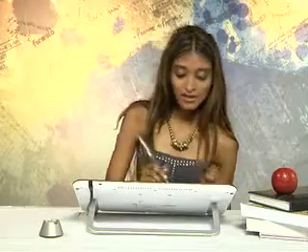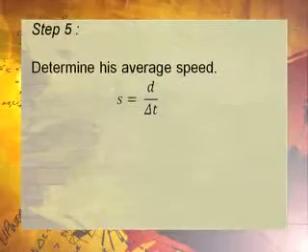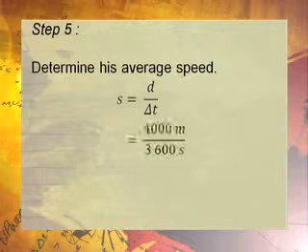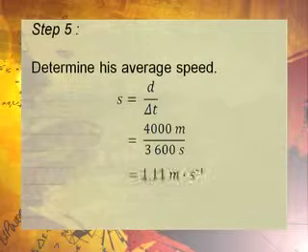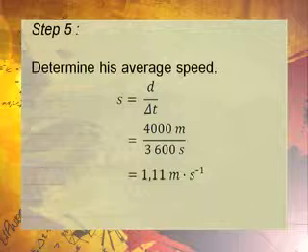And now we get to the interesting part, which is to determine his average speed. We know that speed is equal to distance, d, over delta t, which is the change in time. Substitute our values in, and we get 4,000 meters over 3,600 seconds. And this gives us a speed of 1.11 meters per second.